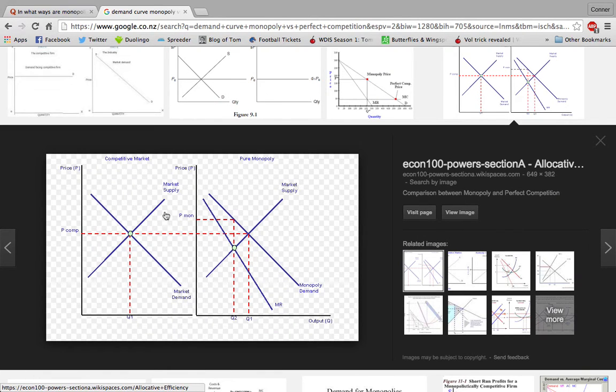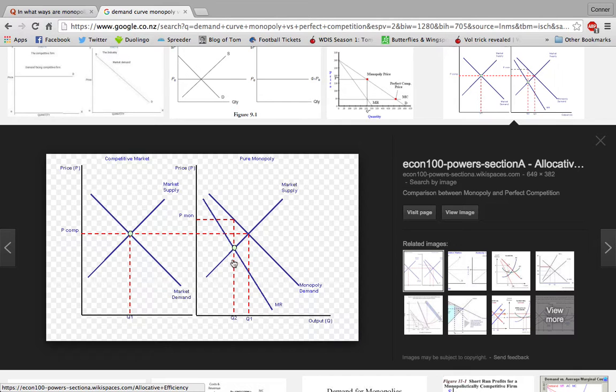Competitive market. All right. So here's competitive market. Here is pure monopoly. What happens in a perfectly competitive market is we have this quantity and this price. So it's actually shown here, this quantity, this price. So this is efficient. Perfectly competitive markets are efficient. They're as efficient as we get in the real world.